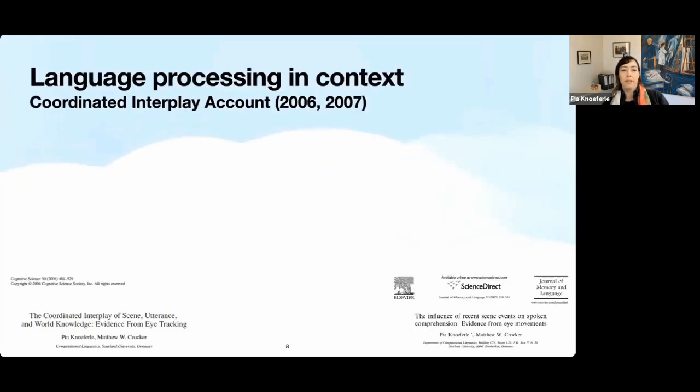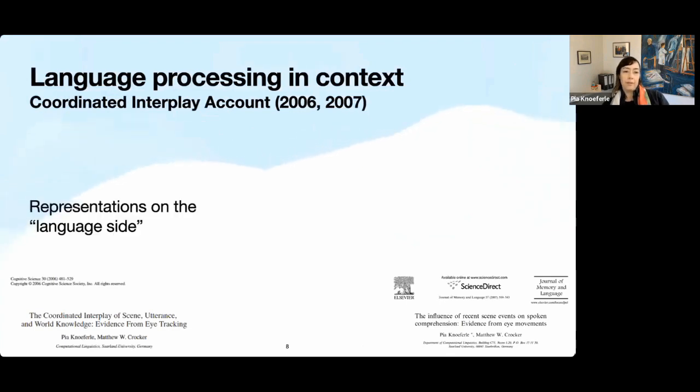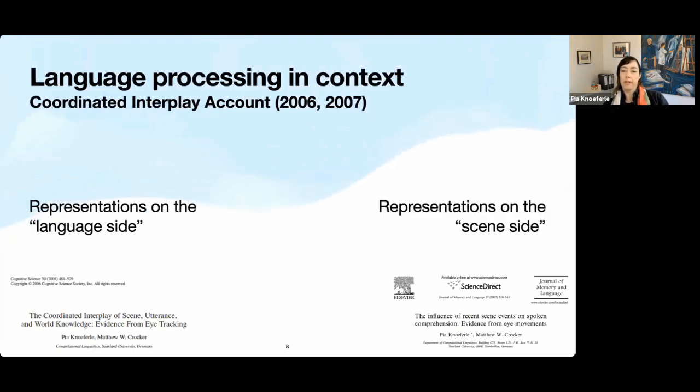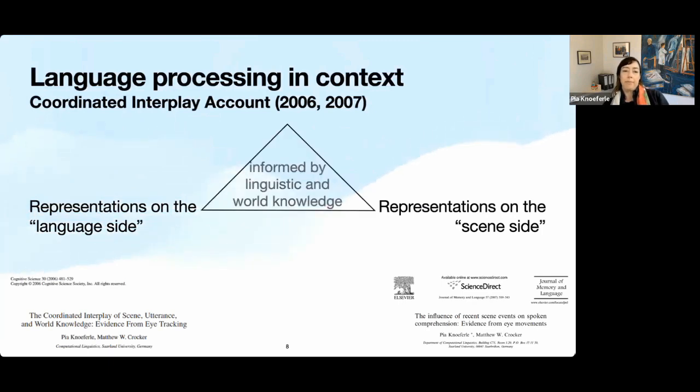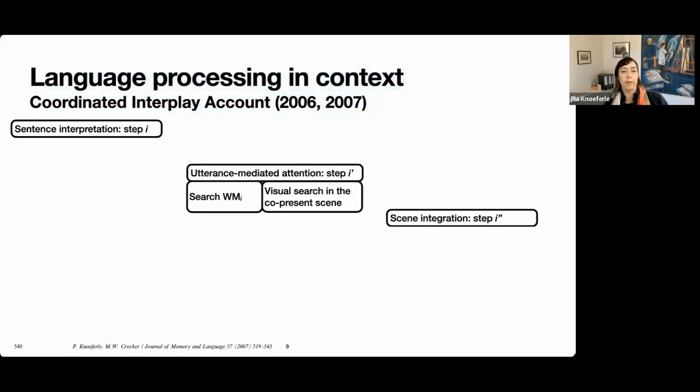All right. So if you're thinking about language processing in context and accommodating it, you've got representations on the language side, as we have seen, and you've got representations on what I call now the scene side, so what you see in the world. Both are informed by linguistic and world knowledge as you process language, and you've got an attention mechanism relating the two. So these are the essential ingredients in accommodating the interplay that happens here. What could that interplay look like?